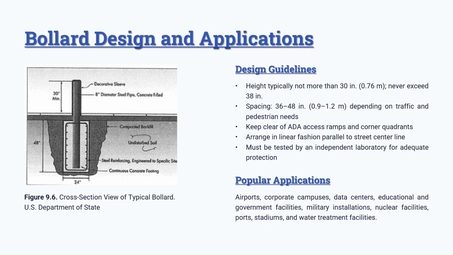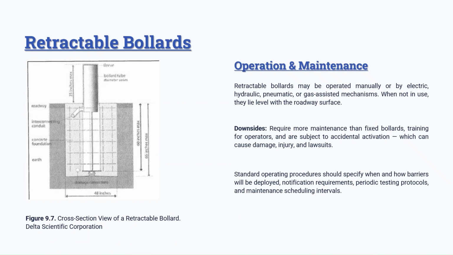The key principle is simple. Properly designed bollards can stop or redirect vehicles, making them a critical component in countering vehicle-based threats. Retractable bollards provide flexibility by combining security with controlled access. These bollards can be raised or lowered as needed using hydraulic, pneumatic, or manual systems. They are particularly useful in areas where access needs to be regulated, such as entry points for authorized vehicles.